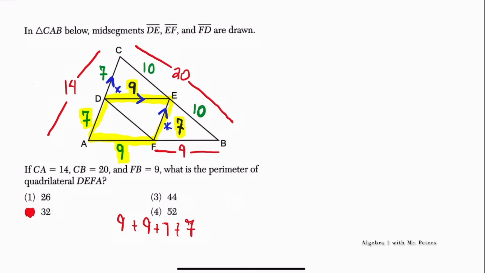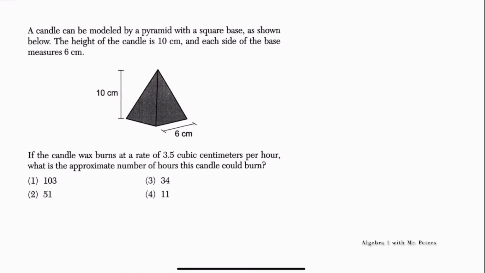They tell us that a candle can be modeled by a pyramid with a square base, and they tell us that the height of the candle is 10 centimeters and the base is 6 centimeters. And if the candle wax burns at a rate of 3.5 cubic centimeters per hour, what is the approximate number of hours this candle could burn?